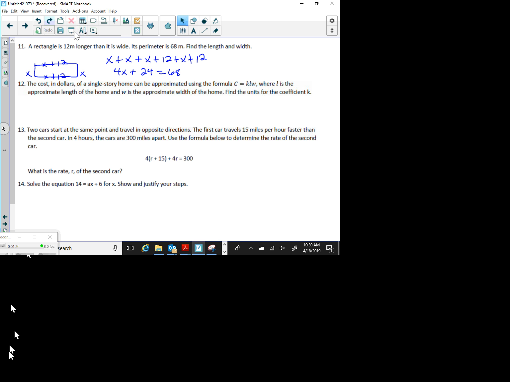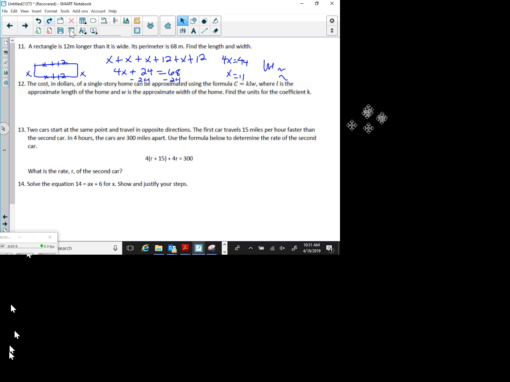Solve for X here. You're going to subtract 24 on both sides. And you end up getting 4X equals 44. Then you divide both sides by 4. You get X equals 11. Well, that only tells you your width. You've got to plug in 11 here to find your length.